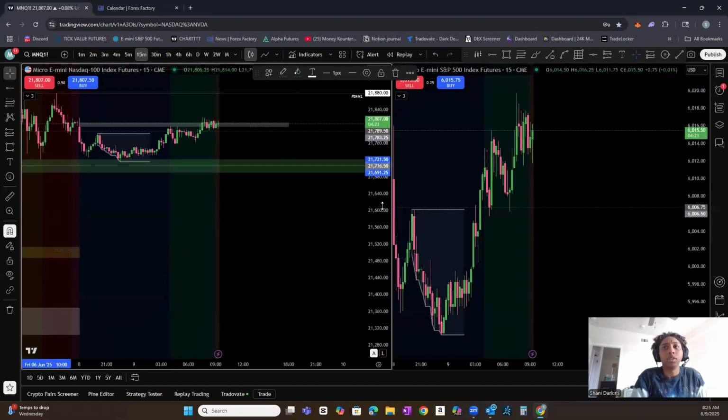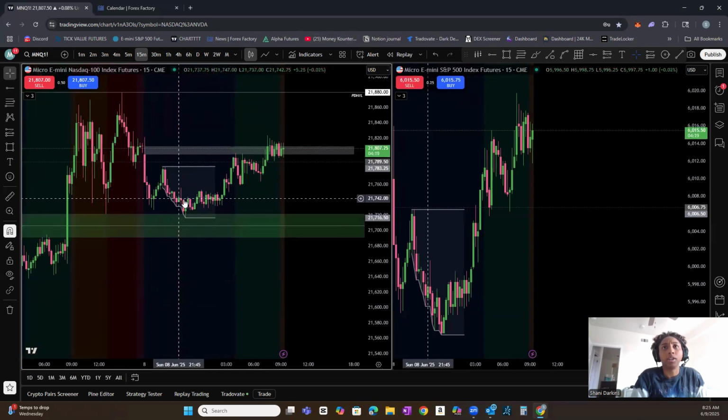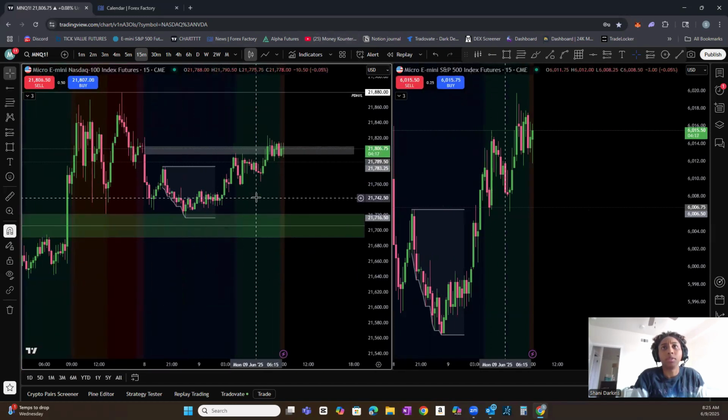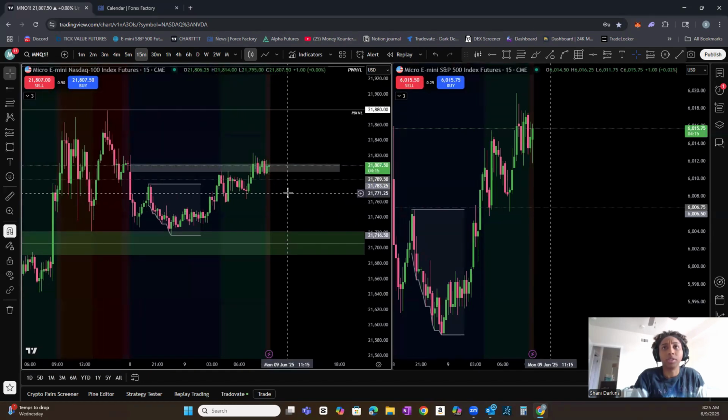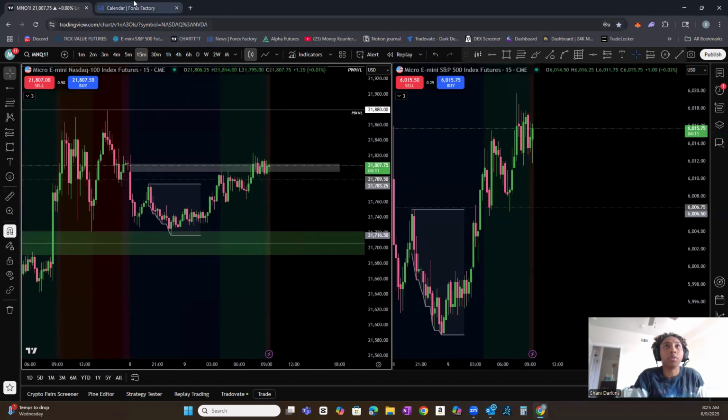Let's look at the 15 minute. After tapping the 4 hour, we got our change in the state of delivery, respected this 15 minute, and we've been respecting bullish PD arrays. It looks like we're just kind of consolidating in this NWOG.